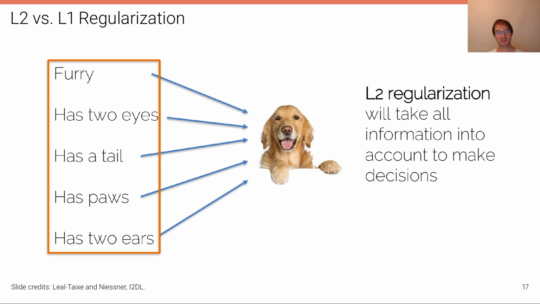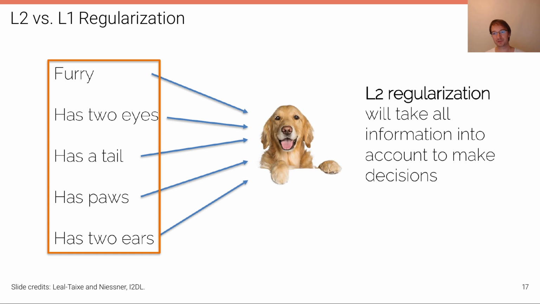And here is a very simple graphical example that I took from the Introduction to Deep Learning course from Munich. So if we want to classify this picture here as a dog, the classifier might take different features such as it's furry, it has 2 eyes, has a tail, has paws, has 2 ears. And you can think of these features as some representations inside your deep neural network. Maybe in the penultimate layer of your deep neural network, it comes up with representations that model these different attributes.